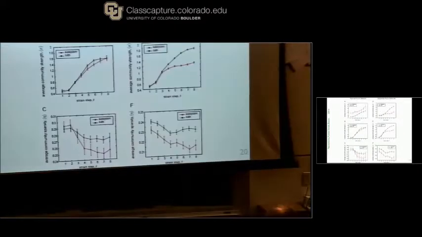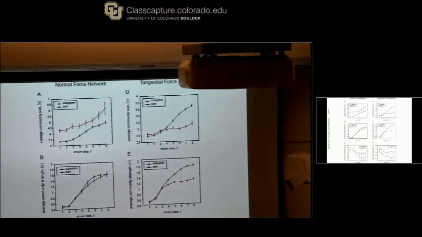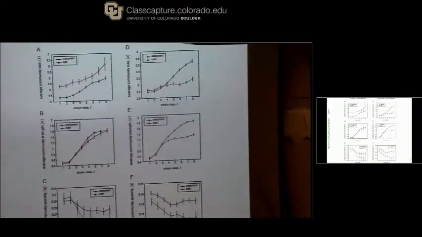The red ones are the small number of low friction ones. The top row is average community size. The middle row is average community strength. The bottom row is something we call sparsity, but I haven't told you about that, so ignore that. The left one is if we use the normal force network, and the right one is if we use the tangential force network.